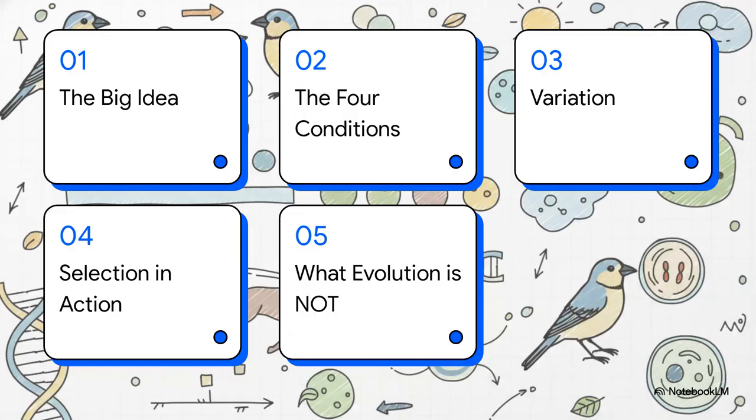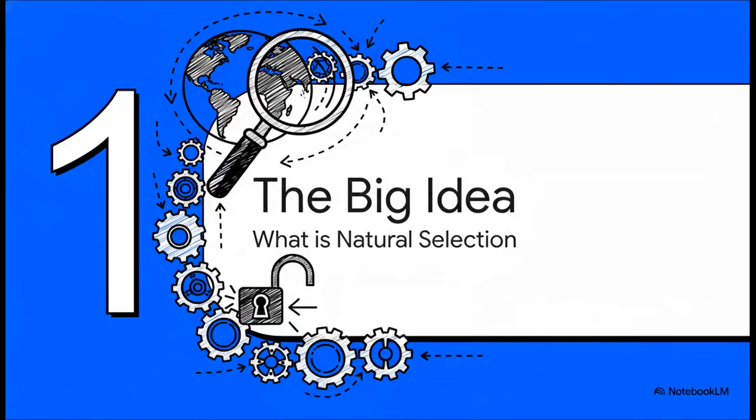So here's our game plan. We're going to start with the big idea, the main concept. Then we'll get into the nitty-gritty, the 4 conditions that have to be met for it to work. We'll explore where all the necessary variation comes from, see it happen with a cool case study, and then, super important, we'll bust some common myths that can really trip you up. First things first, let's get the big picture and lock in a really solid definition for what we're talking about.